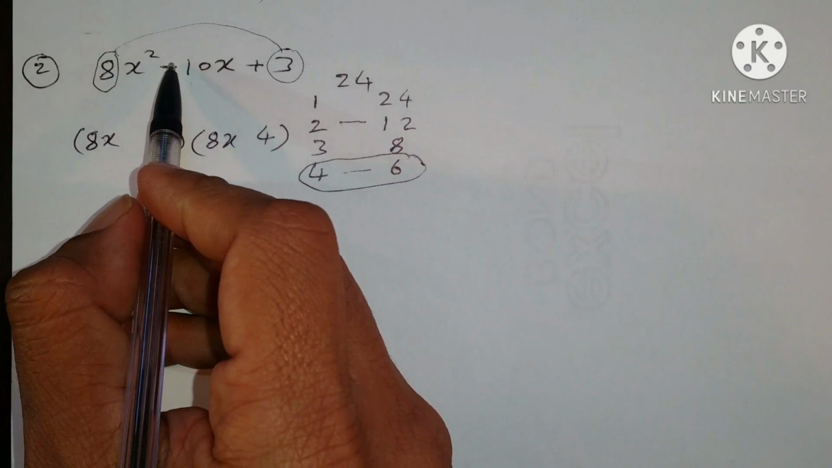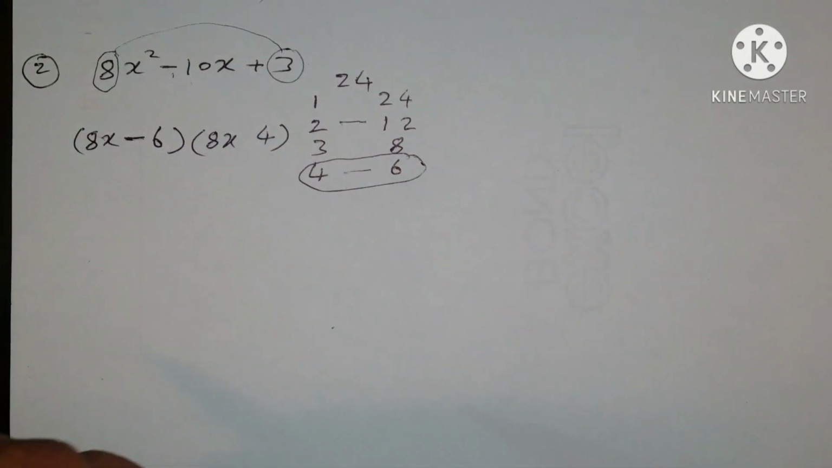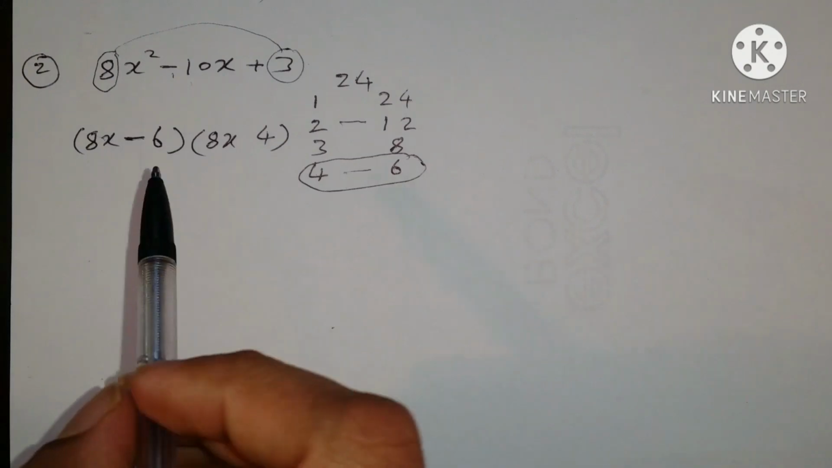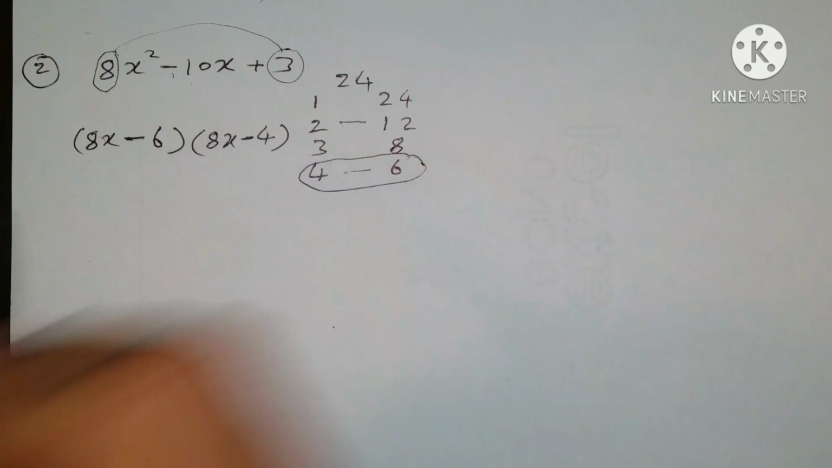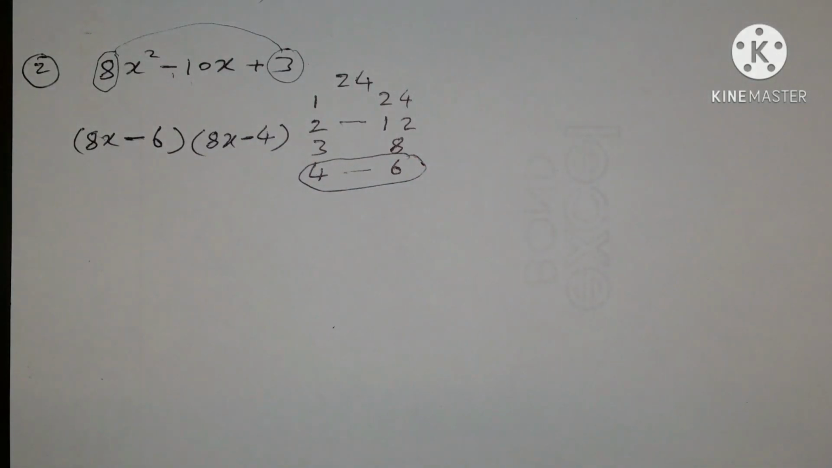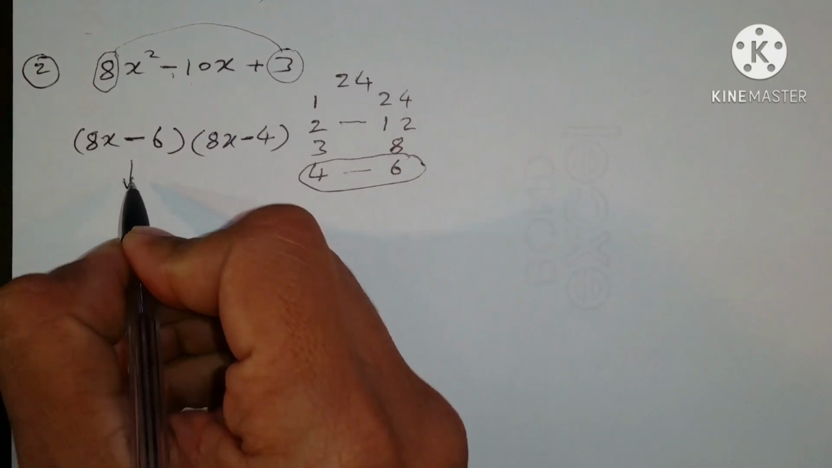The middle coefficient sign will go to the bigger number. Are we adding them? Yes, we are adding them. If we are adding them, they should have the same sign. If it's negative, this should be negative. That's it. And the last bit is bring it down.